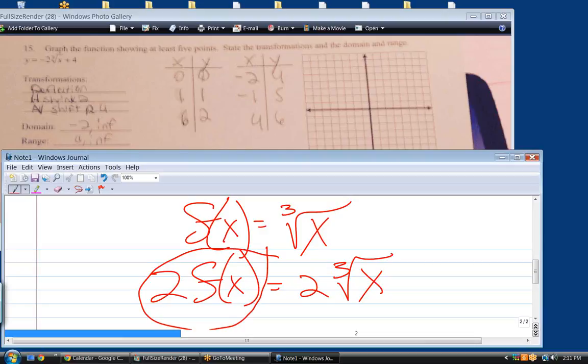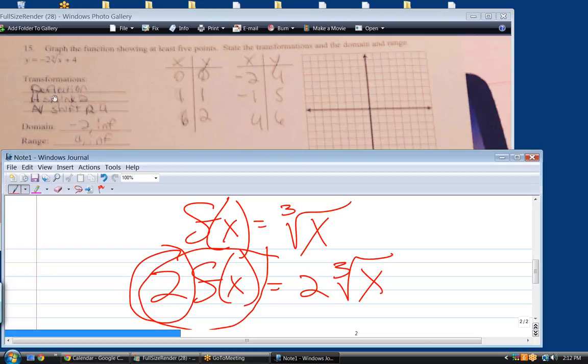Okay? There's only 6 things you can do. You can reflect over the x, you can reflect over the y, you can vertically stretch, you can horizontally stretch, you can vertically shift, you can horizontally shift. That's it. Those 6 things. When you're talking vertically stretching or shrinking, it has to do with a number in front of the function. If that number is greater than 1, it's a vertical stretch. If it's between 0 and 1, it's a vertical shrink.